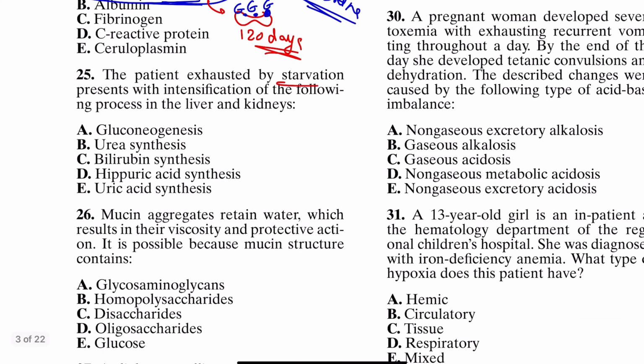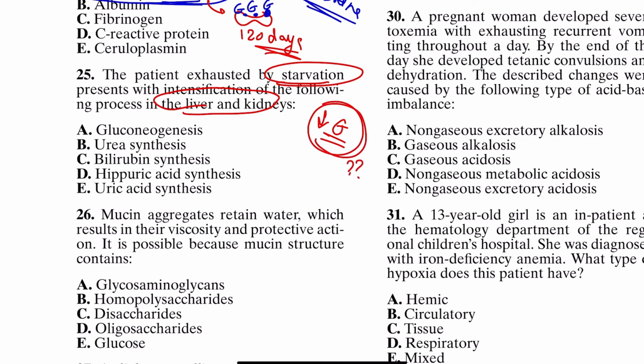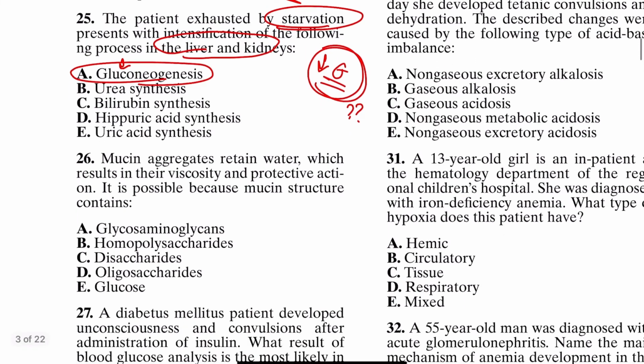Here we see someone exhausted by starvation. He does not eat well for a long time. So if someone does not eat, then he has low glucose. Which process will be activated in his liver and kidneys? So from where will he bring glucose? He will break down his proteins. He will use his amino acids to produce glucose, and this is what we call gluconeogenesis, producing new glucose from other sources in case of starvation.